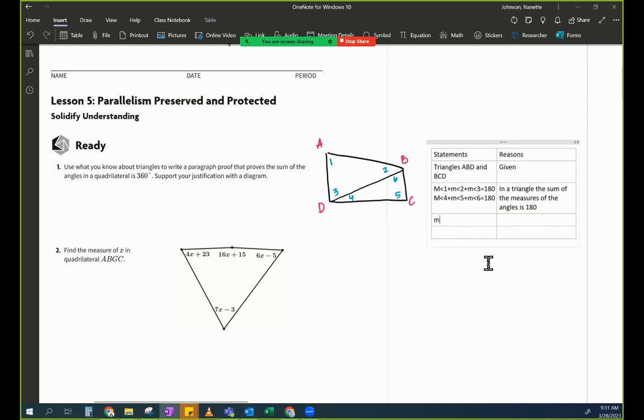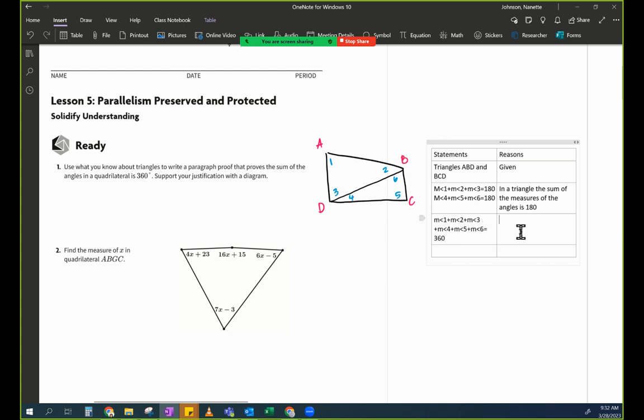So measure of angle, and I want to not make it capital, measure of angle 1 plus measure of angle 2 plus measure of angle 3 plus measure of angle 4 plus measure of angle 5 plus measure of angle 6 equals 360. So we're almost there because we have one side of the equation. It says 360. Yay! Right? We just need to prove the other side.